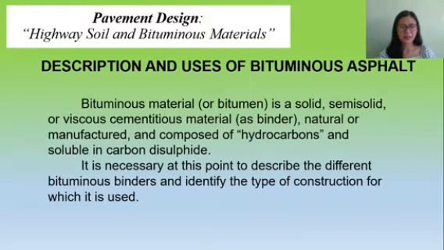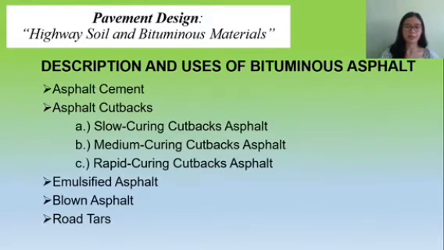It is necessary at this point to describe the different bituminous binders and identify the type of construction for which each is used. These hydrocarbons that are found in natural deposits are obtained as a product of the distillation of crude petroleum. The bituminous materials used in highway construction are either asphalt or tars.